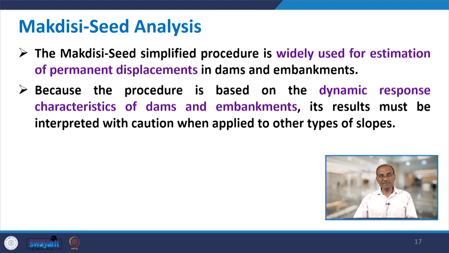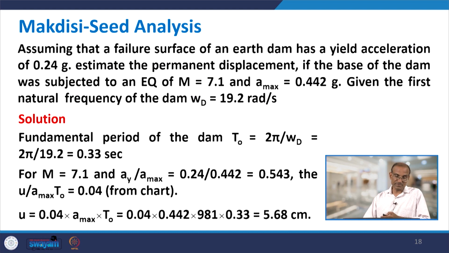Continuing, the Makdisi and Seed simplified process is widely used for estimation of permanent displacement in dams and embankments. Because the process is based on the dynamic response characteristics of dams and embankments, its results must be interpreted carefully when applied to slopes, because this process is in general developed for dams and embankments rather than general slopes.